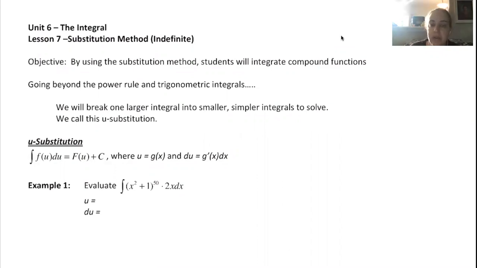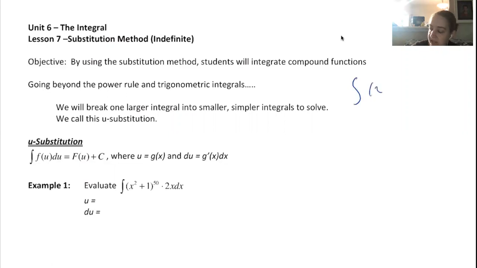When we took chain rule with derivatives, we had to multiply by the derivative of the inside. Well, now with the substitution method, we are going to have to deal with that chain rule and put it back together. So going beyond the power rule and the trig integrals, we will break one larger integral into smaller, simpler integrals to solve, and we will call this U substitution. So just kind of what am I talking about here?